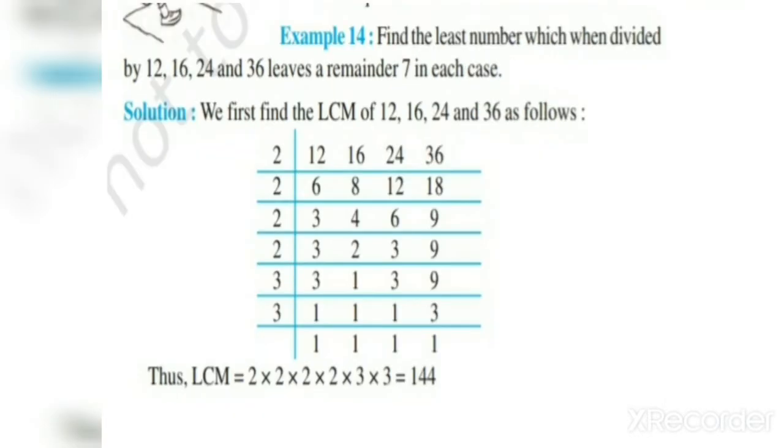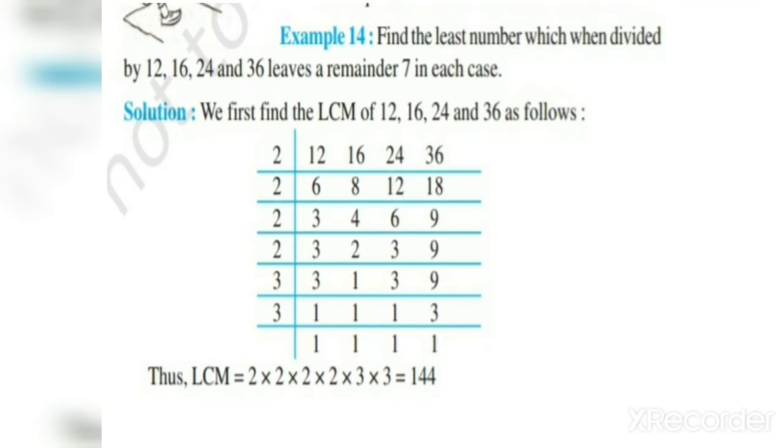Next word problem. Find the least number which, when divided by 12, 16, 24 and 36, leaves a remainder 7 in each case. Here we have quite a different word problem. Find the least number. Remember, the word least is used. So here we will find LCM. Minimum, least. If minimum, least is used, we will find LCM.